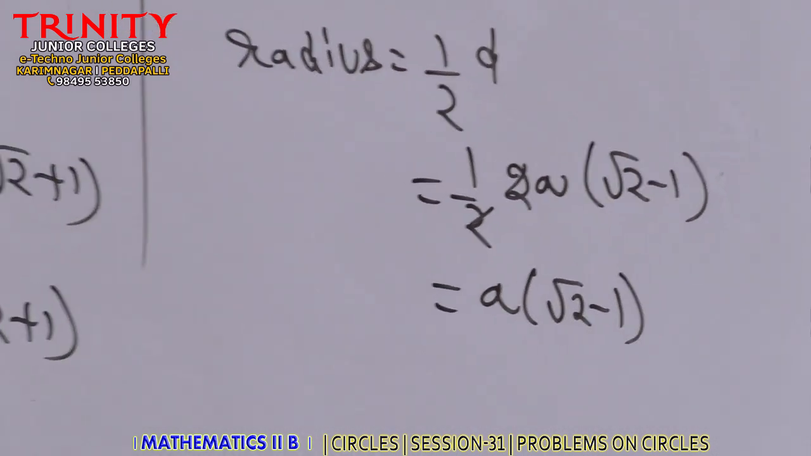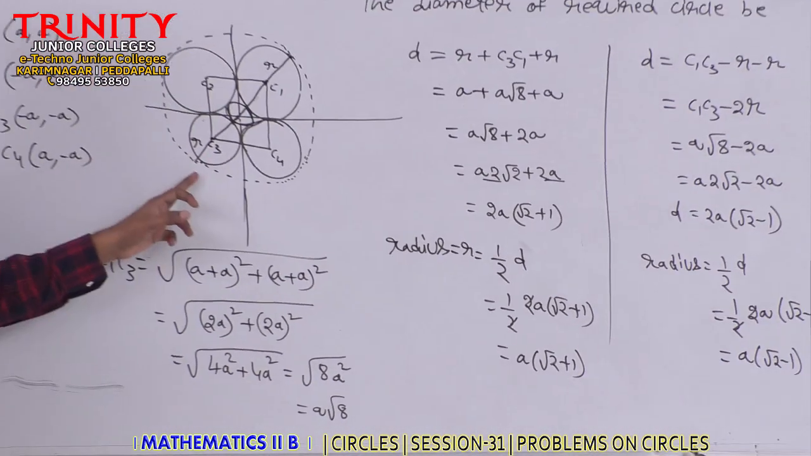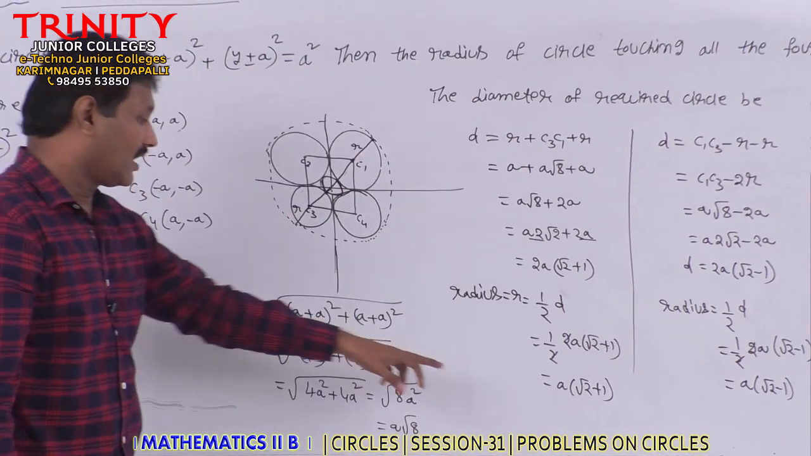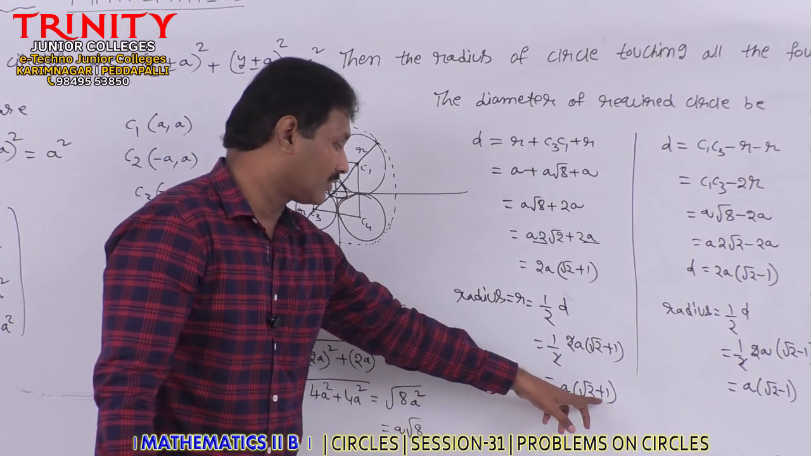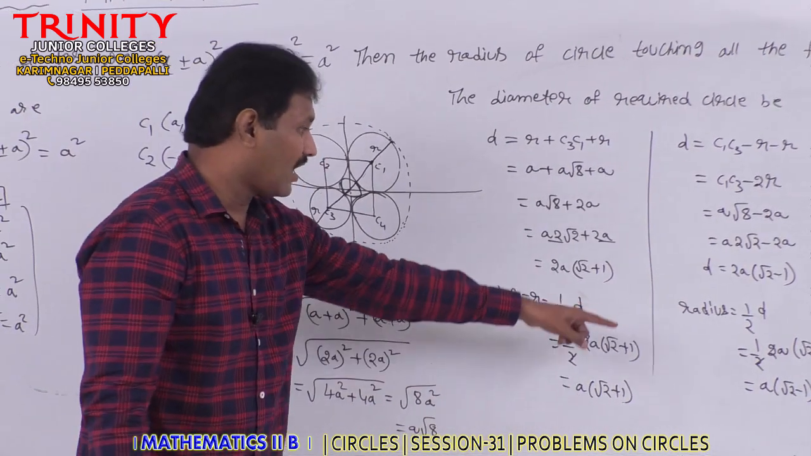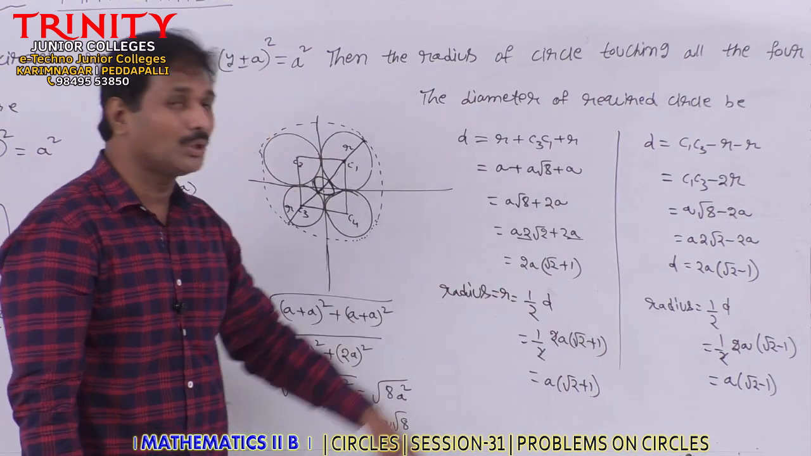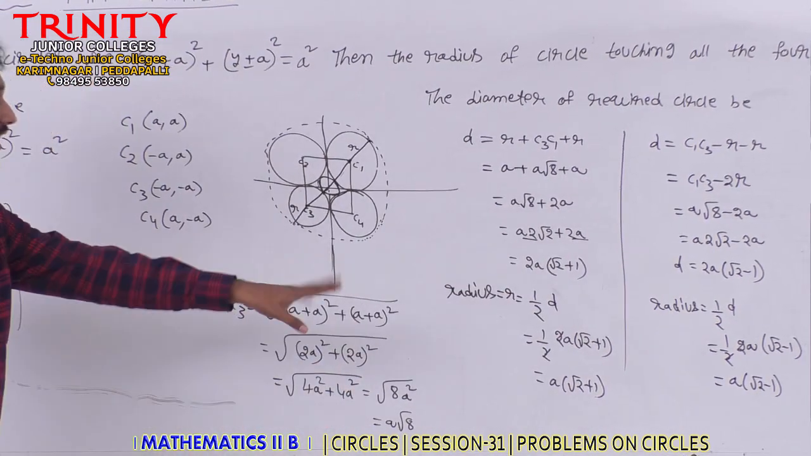There are 2 possibilities. Suppose radius is a, the circle touches all the 4 circles. The largest circle is a into square root of 2 plus 1, where a is the radius, and the small circle touching these 4 circles is a into root 2 minus 1. These are the required circles.